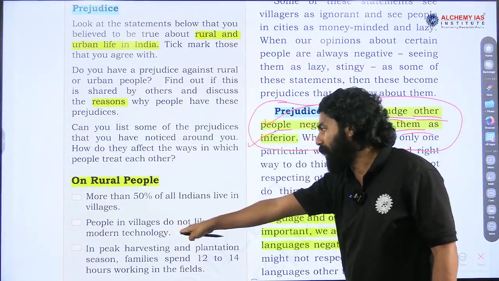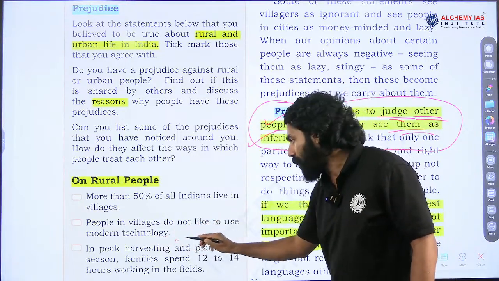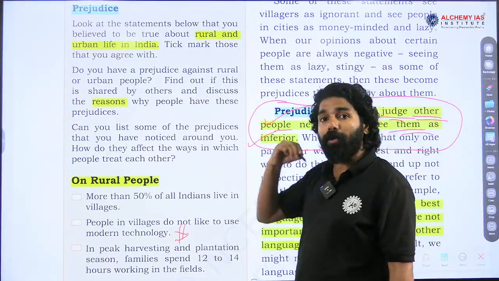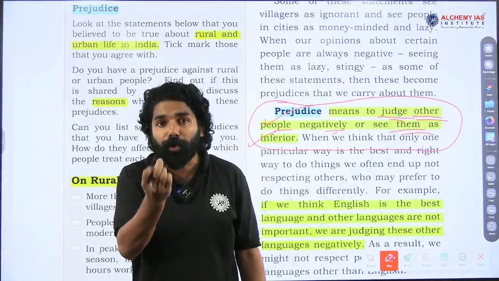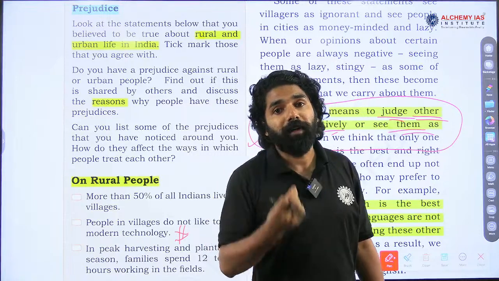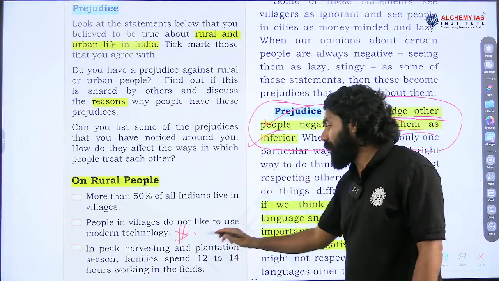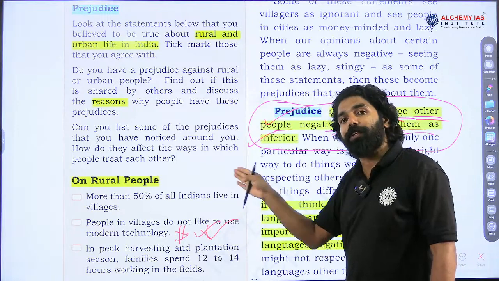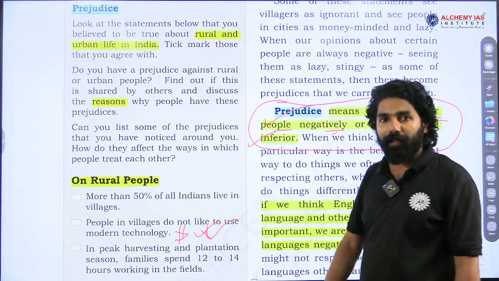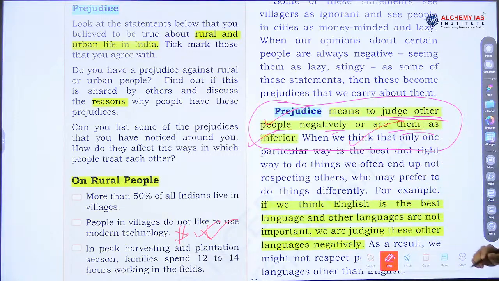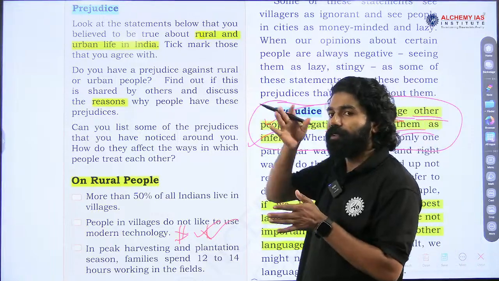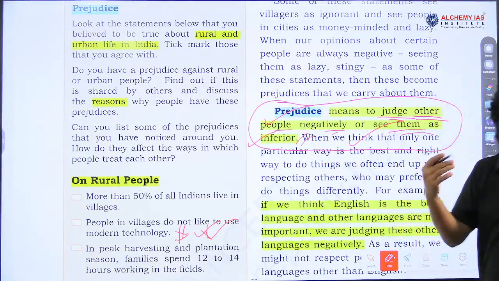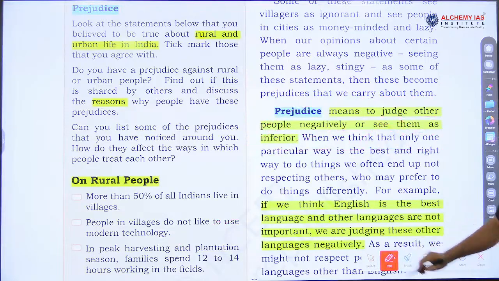For example, "People in villages do not like to use modern technology" is an example of the prejudices that we have towards rural sections of people. It does not necessarily mean they don't like to use modern technology. It is due to the lack of access to modern digital devices and technology, due to lack of infrastructure. There are other factors that contribute to this issue which people residing in rural areas face in India. So this judgment that we make about some sections of people negatively, or thinking that they are inferior to us, are examples of the prejudices that we have. This chapter explains what exactly is meant by prejudices.